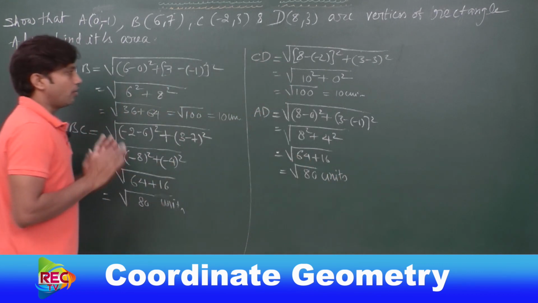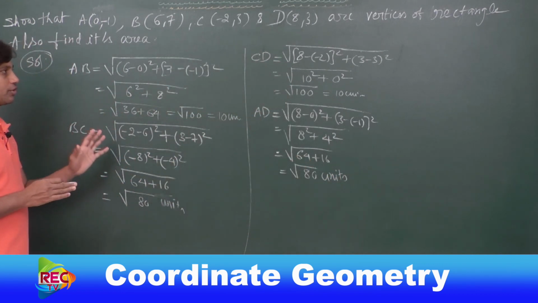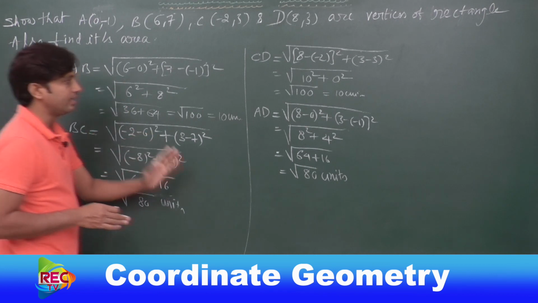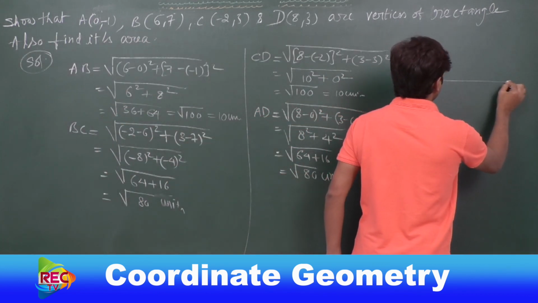Now tell me, how did we obtain the values of AB, BC, CD and AD? See here, let me draw the figure.